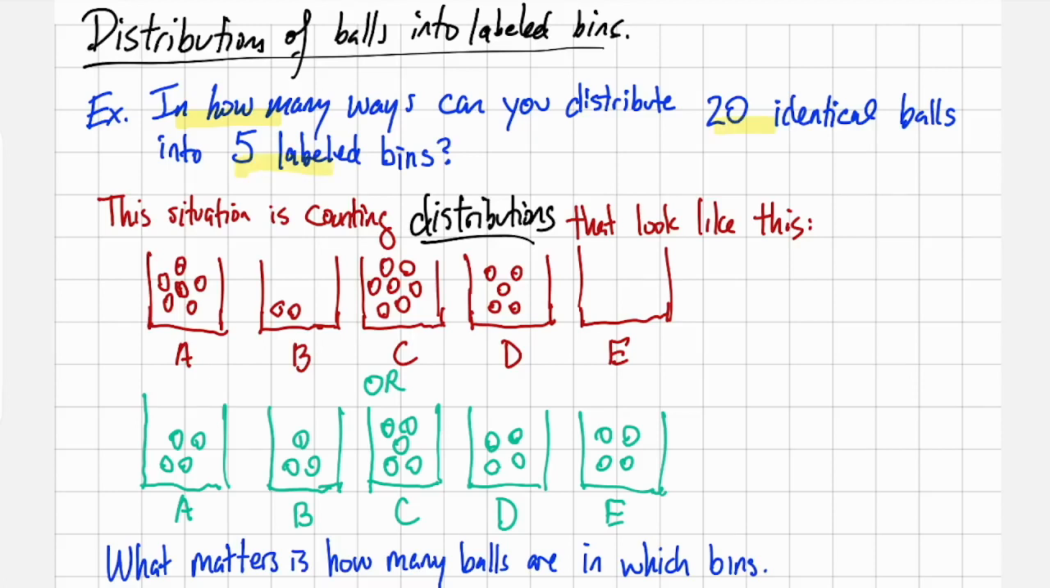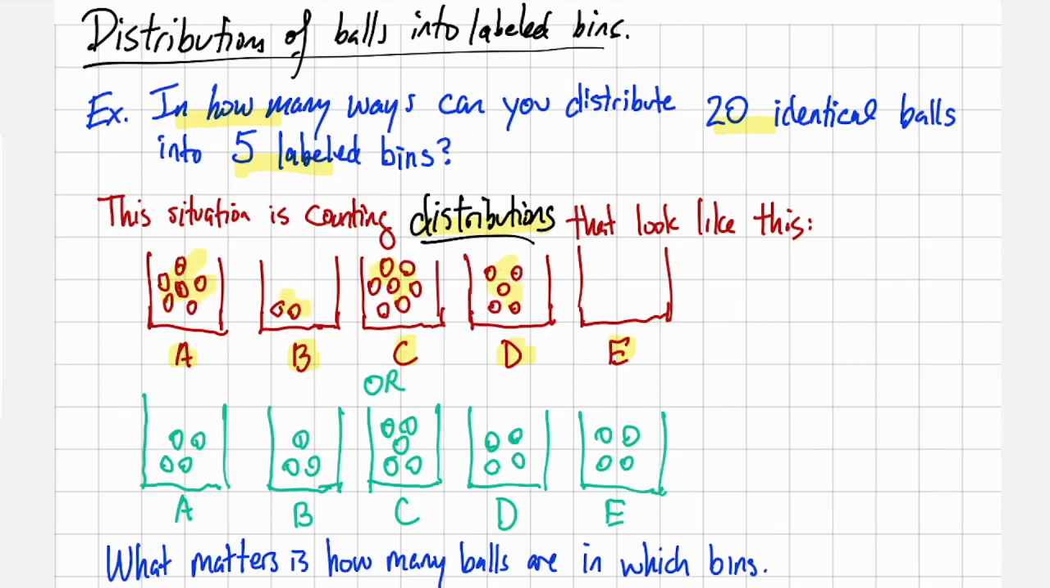Whenever you get a counting question, I find it very helpful to draw examples of the types of things that you're counting. In this example, we're counting distributions that look like this. We've got 5 bins. We can give them names A, B, C, D, and E. And we're putting 20 balls into these bins.